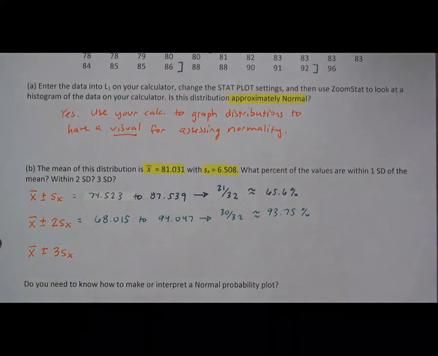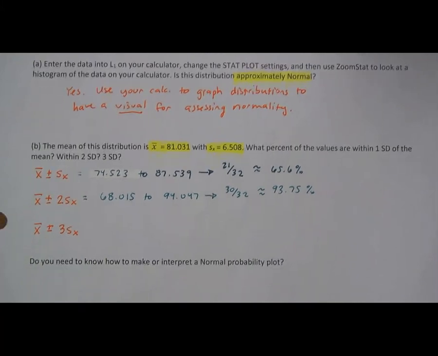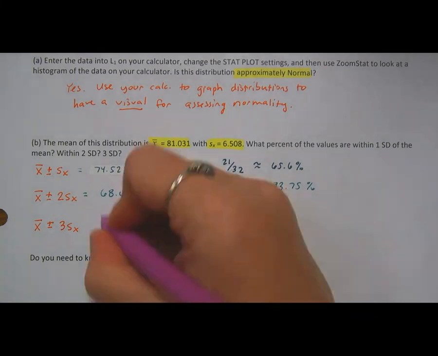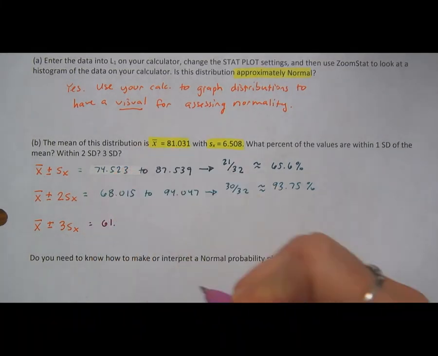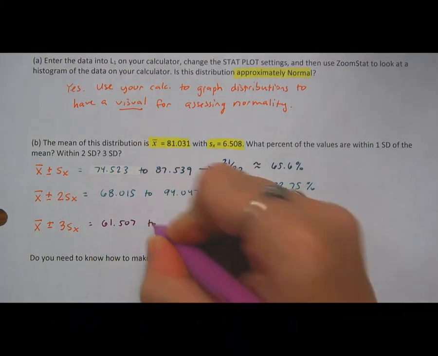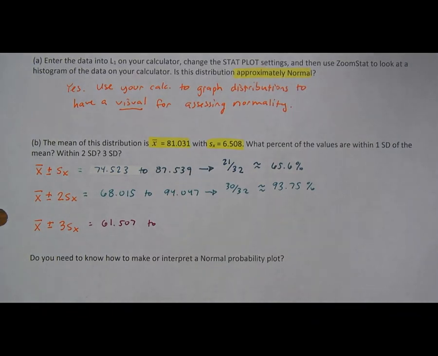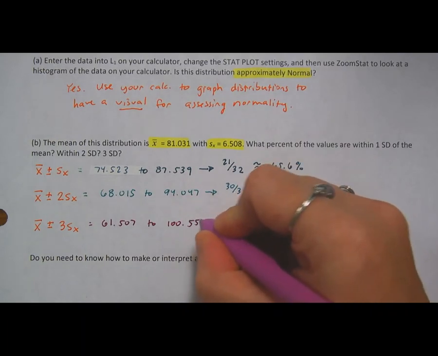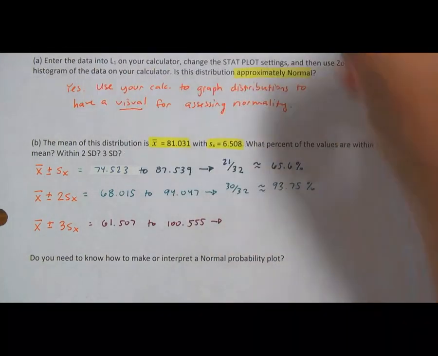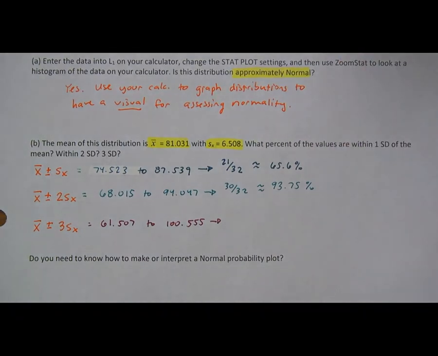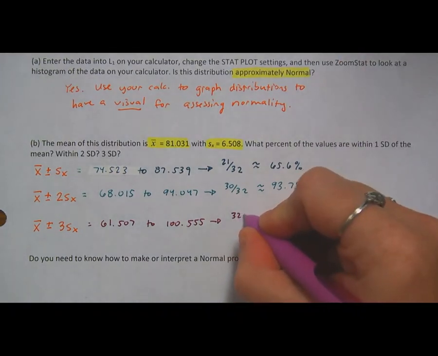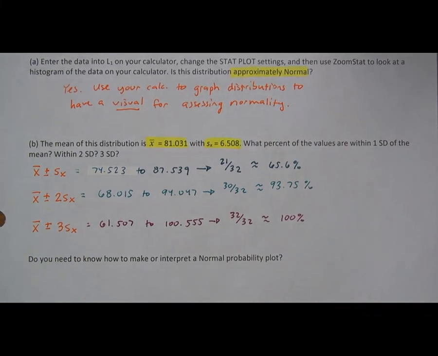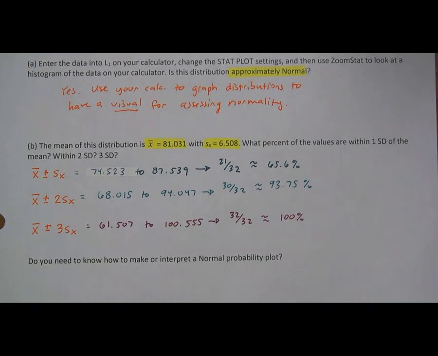And then the very last part, so this is tedious, take your mean and subtract 3 standard deviations. That's going to take you all the way down to 61.507. If you add 3 standard deviations, it's going to take you up to a test score of 100.555. And that ends up being all of the test grades, so that's 100%, which of course is very close to 99.7%.